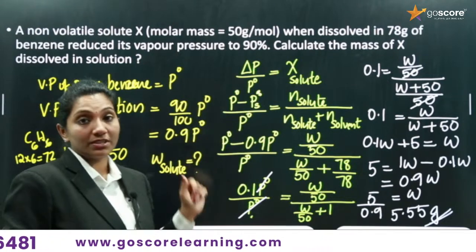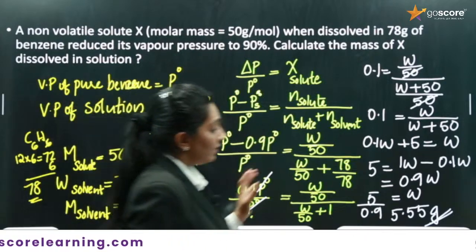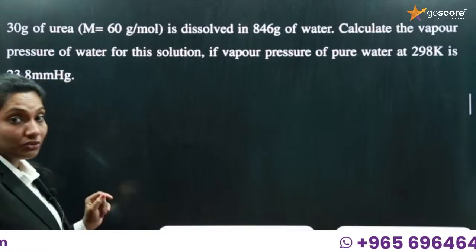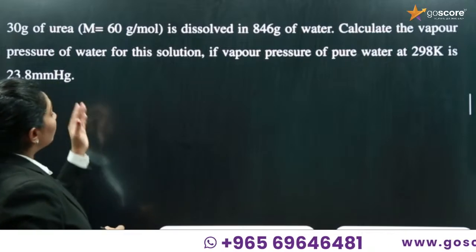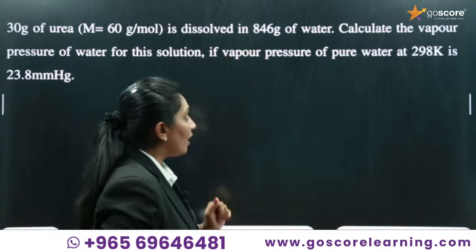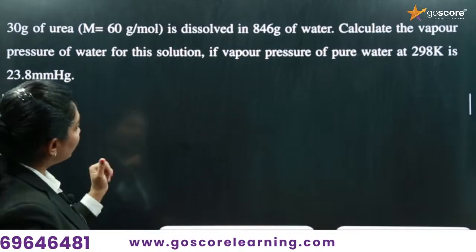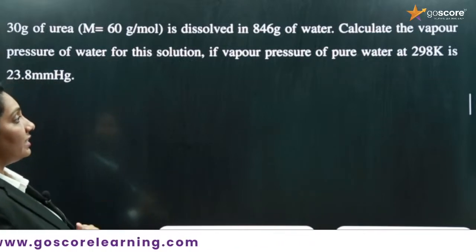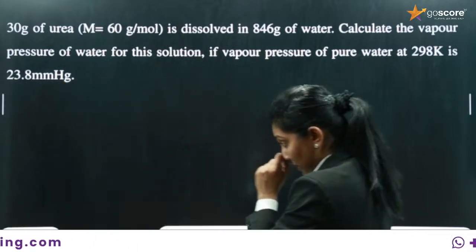This is actually a previous year asked question. Okay, I hope the concept is clear for you, right? So we can see one more question. Okay, here I will give you the hint and you have to solve it on your own. So here 30 gram of urea with molar mass 60 gram per mole is dissolved in 846 gram of water. You want to calculate the vapor pressure of water for the solution, if the vapor pressure of pure water at 298 Kelvin is 23.8 mmHg. Okay.